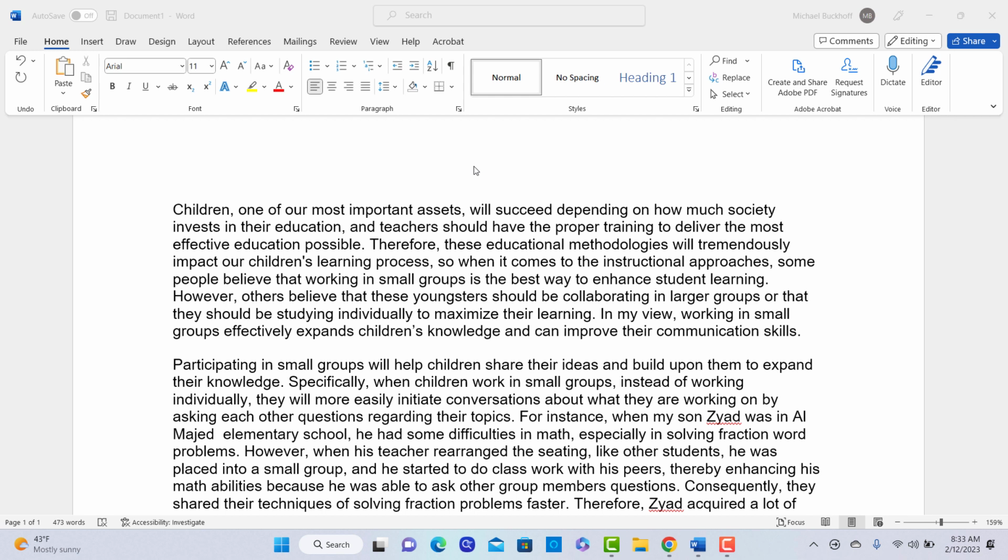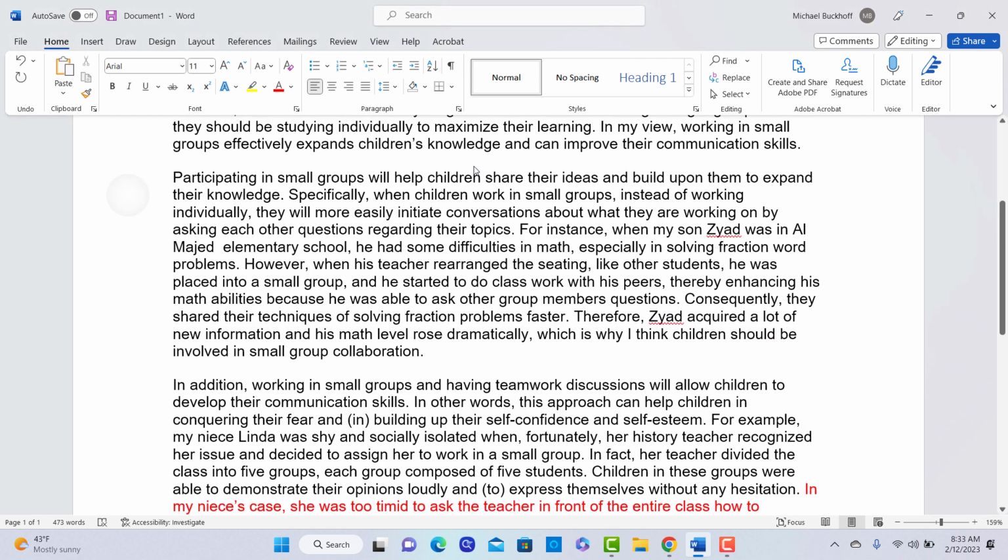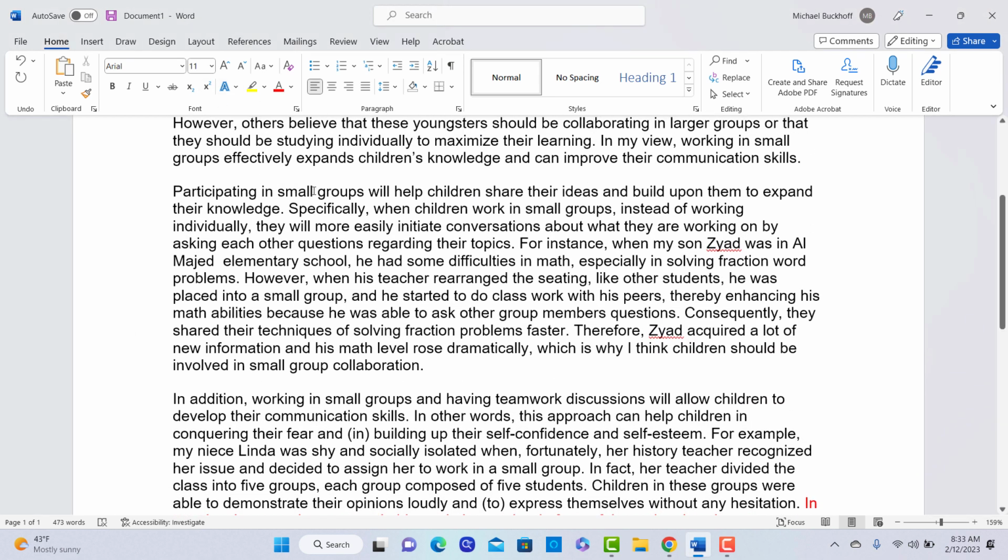In my view, working in small groups effectively expands children's knowledge and can improve their communicative skills. Participating in small groups will help children share their ideas and build upon them to expand their knowledge. Specifically, when children work in small groups instead of working individually, they will more easily initiate conversations about what they're working on by asking each other questions regarding their topics.